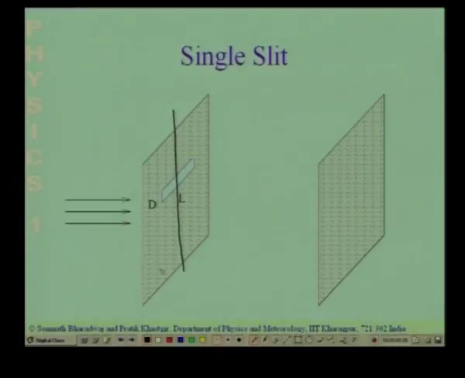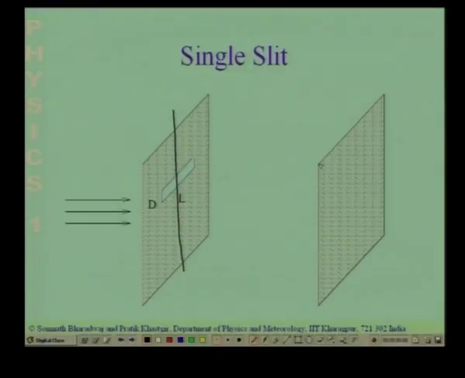Another point which I should mention is that in this particular situation we have a plane wave which is incident on the slit. Now, every point on the slit acts like a secondary source, like a source for a secondary wavelet. So, these spherical waves come out.